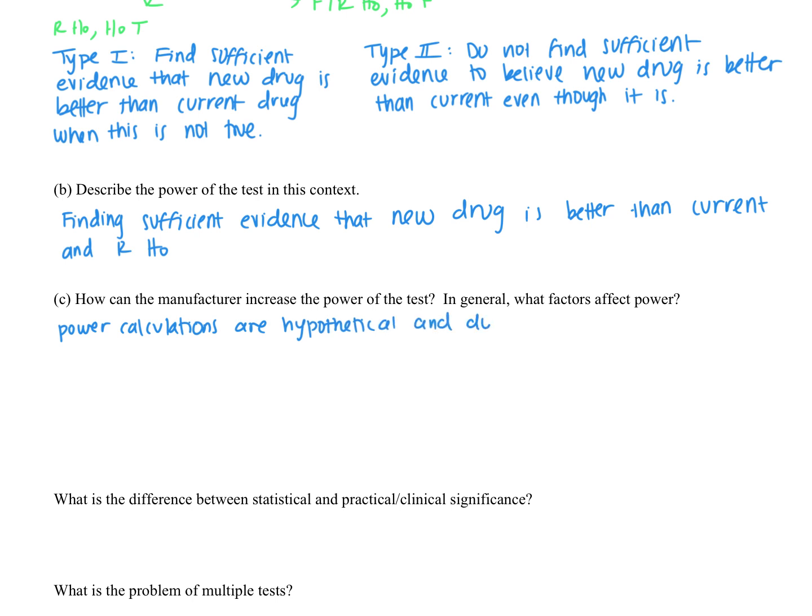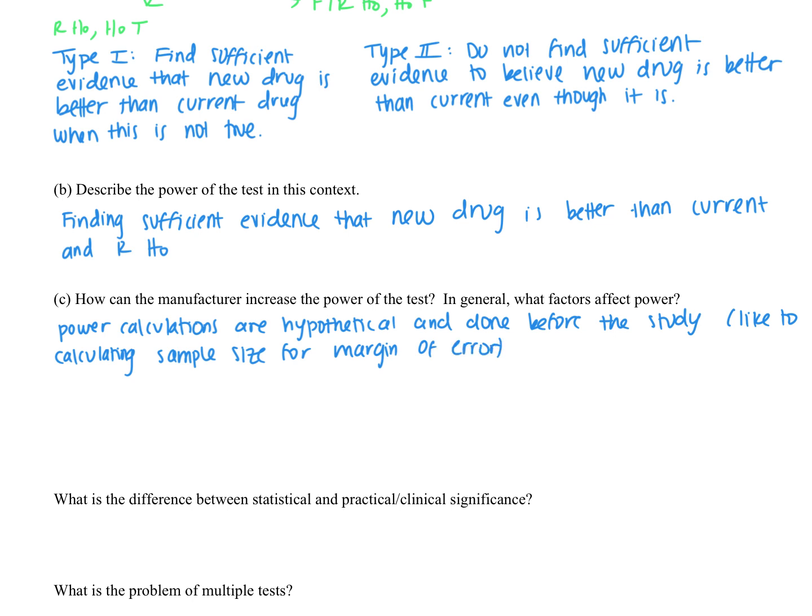And they are done before the study. It is similar to calculating a sample size for a margin of error. Because as we've talked about, type 1 and type 2 errors are also theoretical. We don't know the true value of the parameter. If we did, we wouldn't be carrying out a hypothesis test.